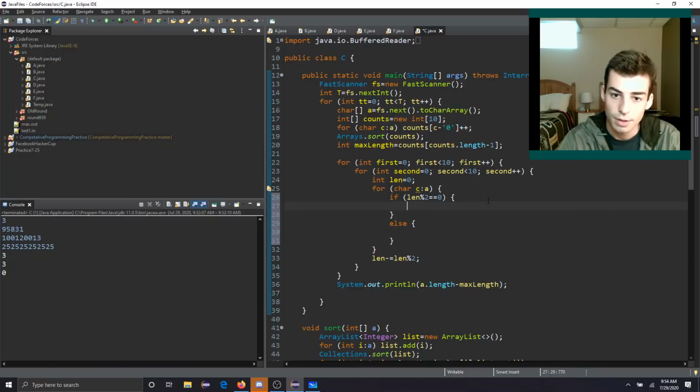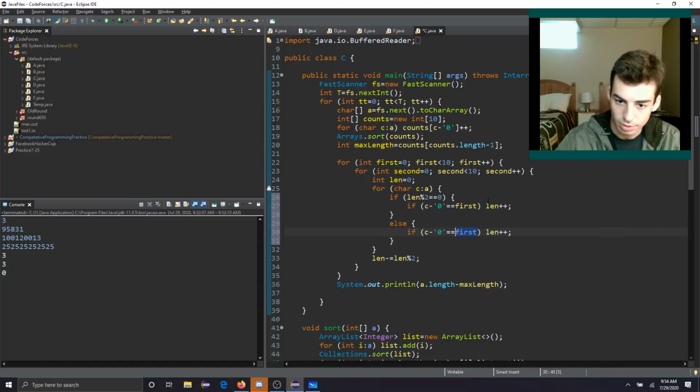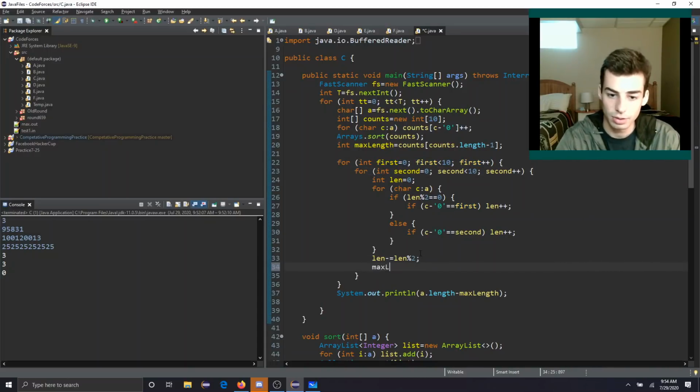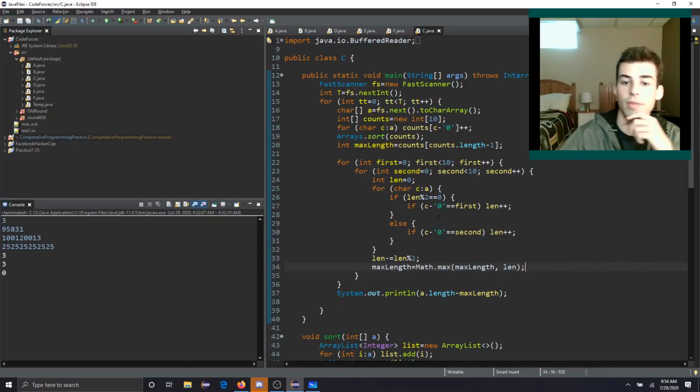then if c minus 0 is equal to first, and we use this. Same thing here, except we want the second character. So we brute force these two. We have the max length here. And now max length equals the math.max of the max length and the length of these. Yeah, okay. That should be fine.